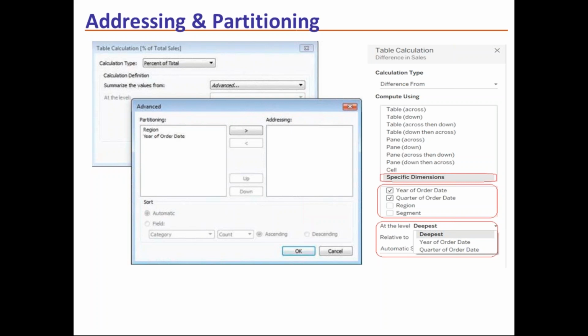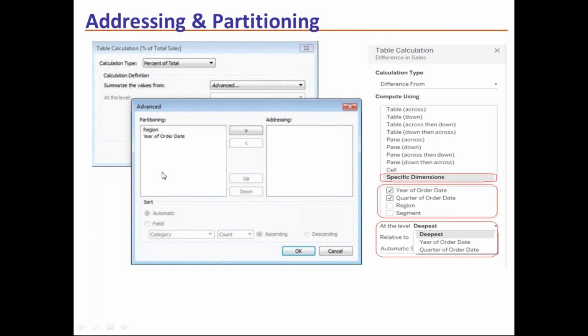Suppose when you get a chance to work on your client, when you join, if you are having 10 below, you may be surprised. So how to do this? It is a specific dimension. Here it is advanced. So the partitioning is equivalent to your scope and addressing is equivalent to your direction. Initially, whatever the fields in your segment. Like here we have region and segment and year and quarter. So all these four will be here, right?